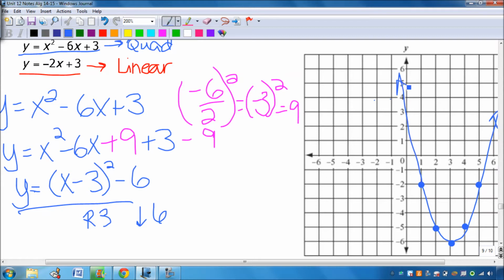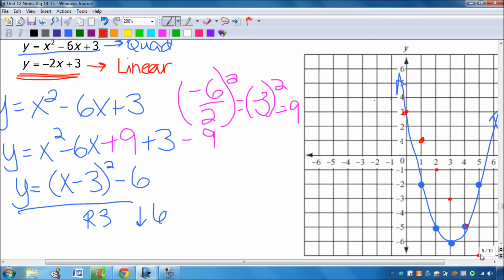All right, so now I need to graph out my linear function. All I have to do is figure out what my y-intercept is, which is 3, and then I'm going to go down 2 and to the right 1, okay? So again, all I have to do is figure out my slope and then go from there. So start at 3, go down 2 to the right 1, and repeat.